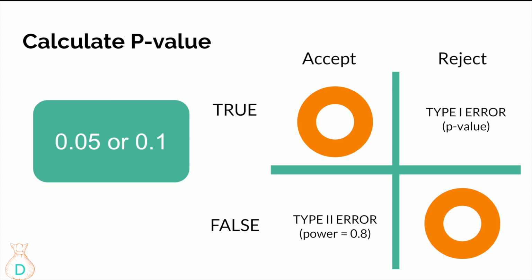And then the other thing is that when the null hypothesis is false, meaning there is a difference between the two, but you accept the fact that there is no difference between the two, that's what we call a type 2 error, which is actually what you are calculating for your power analysis, which is usually 0.8 that most people would use, and the power analysis is actually reducing your type 2 error.